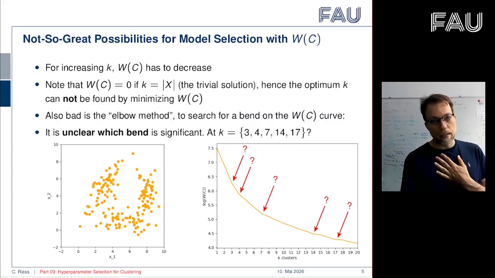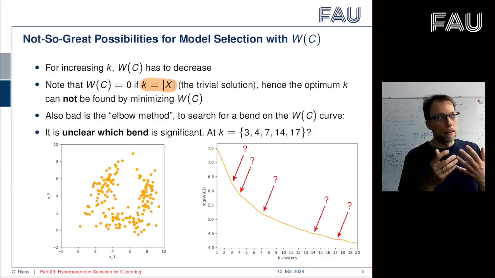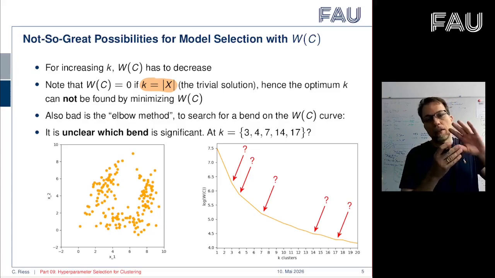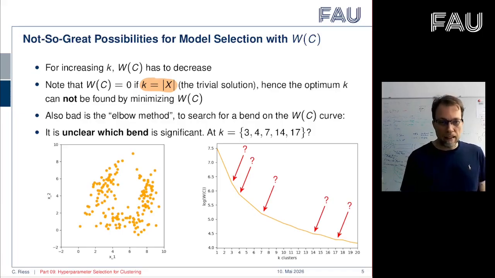So we said for increasing k, the within cluster distance decreases. So if k equals the number of samples, then the within cluster distance is 0. So this we can say is a trivial solution. But this implies that we cannot just do what we did for other tasks, that we say, okay, let's calculate the derivative, let's set it equal to 0 or something like this. This will not work. Another thing that will not work is the so-called elbow method.